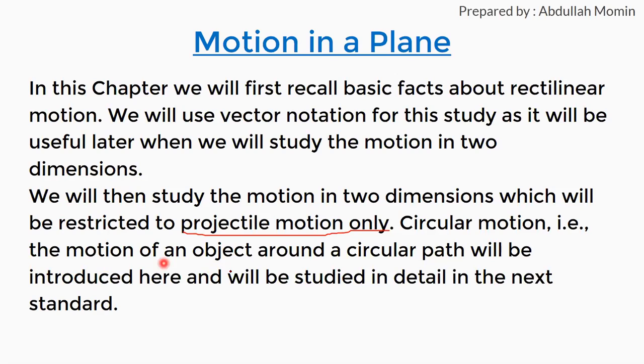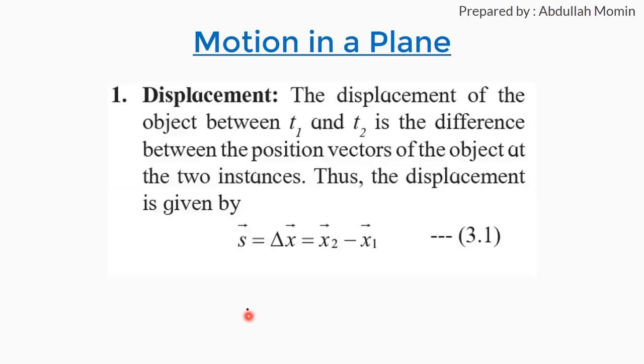Circular motion, the motion of an object around a circular path, will be introduced here, and we will study it in detail in the next standard. The very first thing which we are going to study is displacement. What is displacement? The displacement of an object between time t1 and t2 is the difference between the position vectors of the object at the two instances.